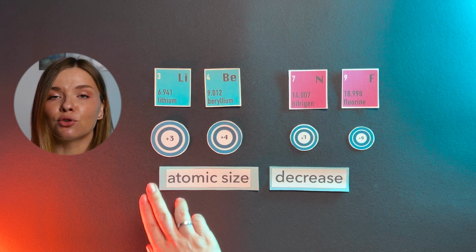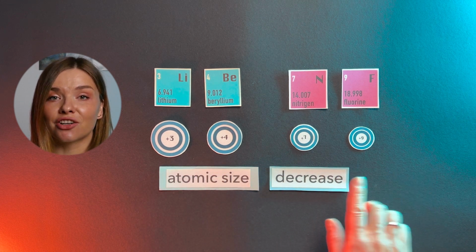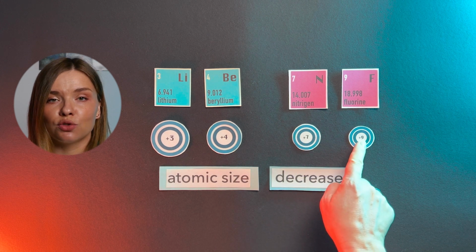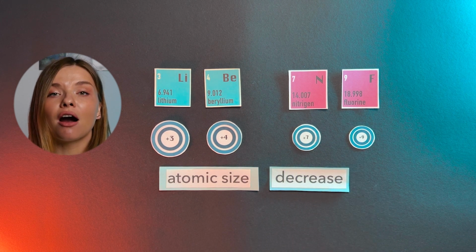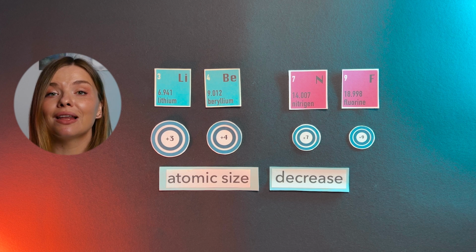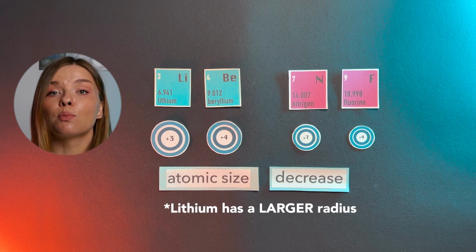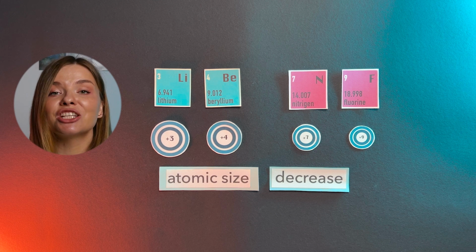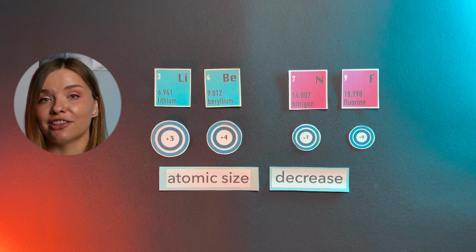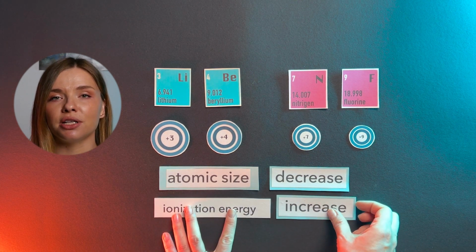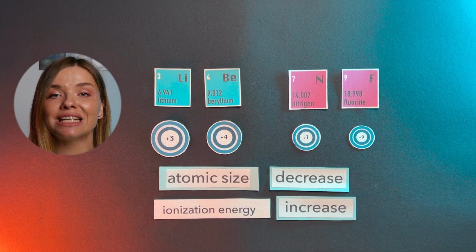Also, moving left to right, the nuclear charge increases, which means electrons are strongly attracted to the nucleus, making them harder to remove. Take, for example, lithium and nitrogen. Lithium has a smaller nuclear charge and a larger radius, so it's much easier to remove an electron from its atom compared to nitrogen. Generally, as we move left to right across a period, ionization energy increases.